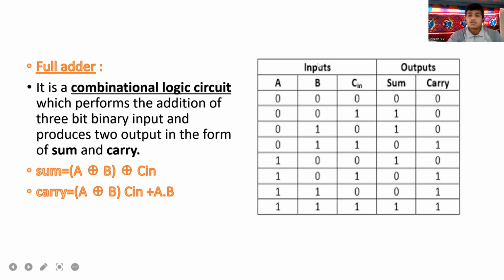This is the truth table of full adder. As we know, full adder has 3 inputs, A, B, and C, and produces 2 outputs, sum and carry. These are the equations of sum and carry. Sum is equal to A XOR B XOR C. Carry is equal to (A XOR B) into C plus A into B.